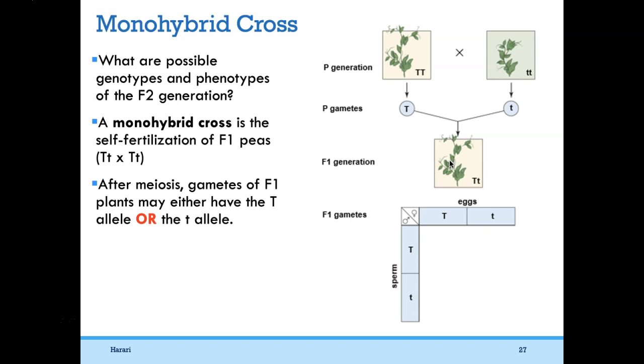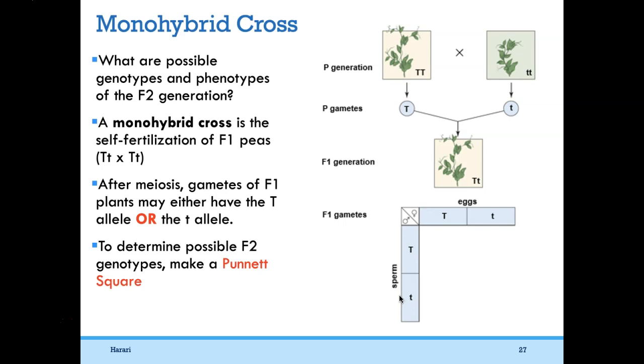Since sperm and egg are haploid, it's either going to have a big T or a little t. So the eggs of this plant will either have a big T or a little t. The sperm of these plants will have either a big T or a little t. So what are the possible ways that these big T's and little t's can come together to form the zygote?